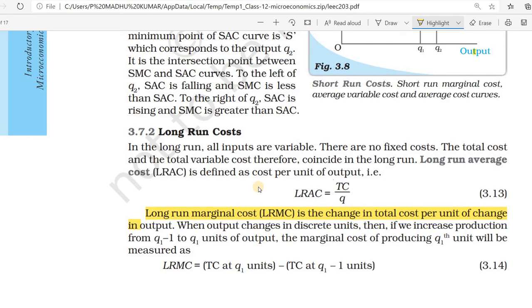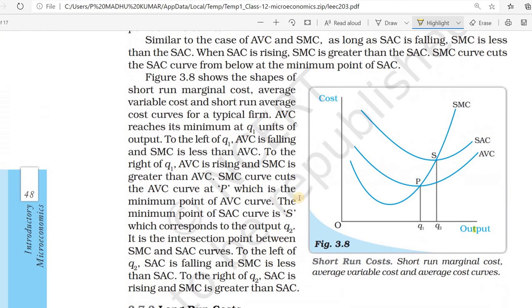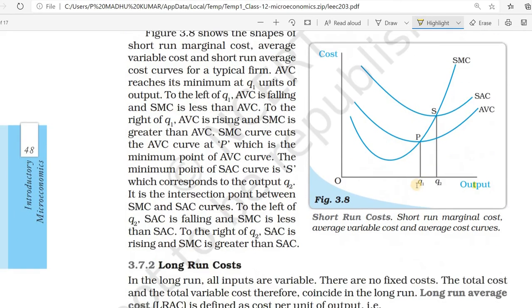In the last class we studied the short run average cost curve and the short run marginal cost curve. The shape of the short run average cost curve and marginal cost curve is U-shaped, and the SMC curve cuts the SAC and AVC curves at the minimum point.